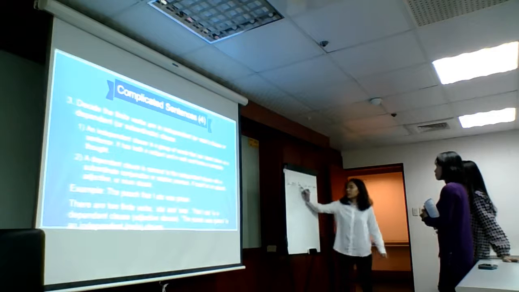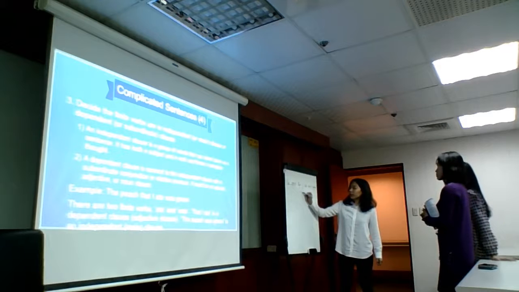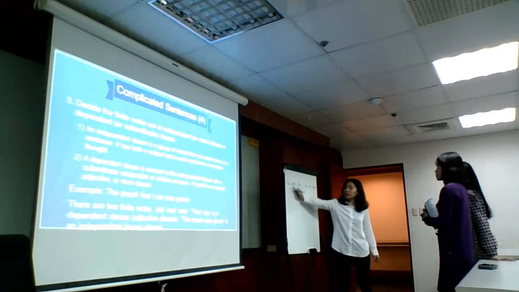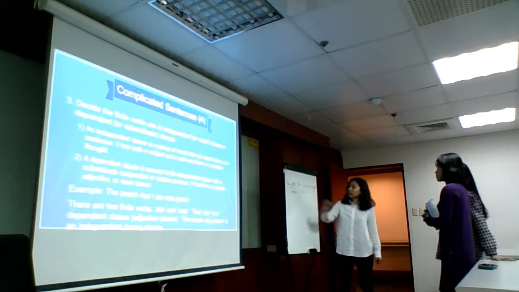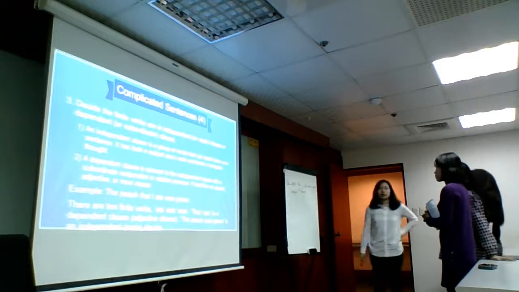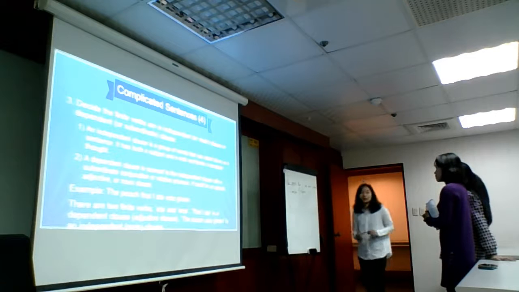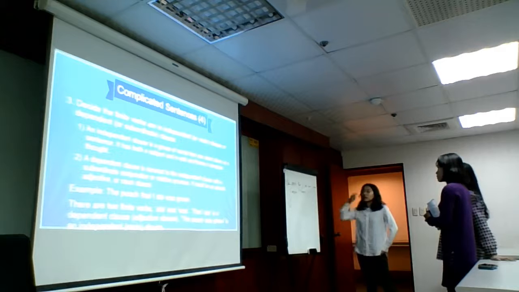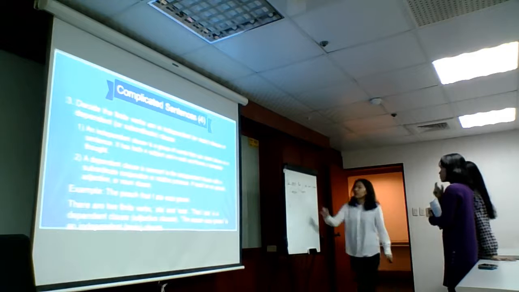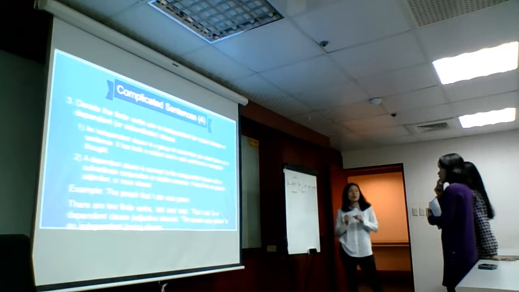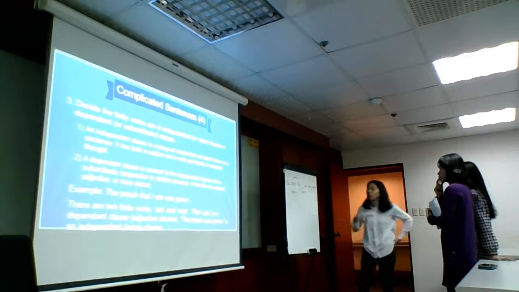Two. Remember, if the relative pronoun is followed by a subject, the subject at the beginning must be located as an object in the other sentence. If we separate them, it becomes two sentences. Because this is a thing, right? It cannot do an action. It can only be acted upon, done by someone.